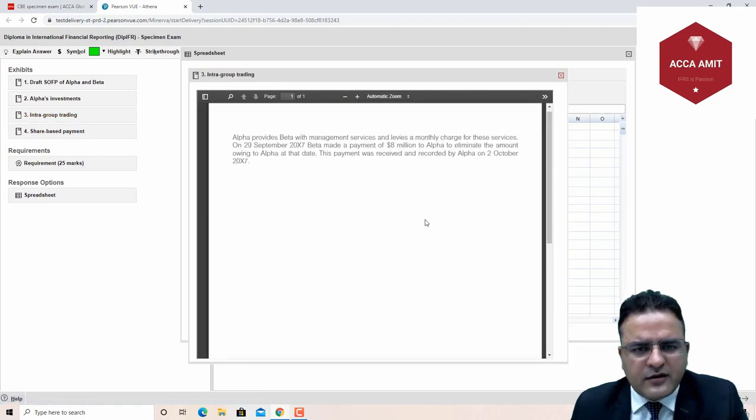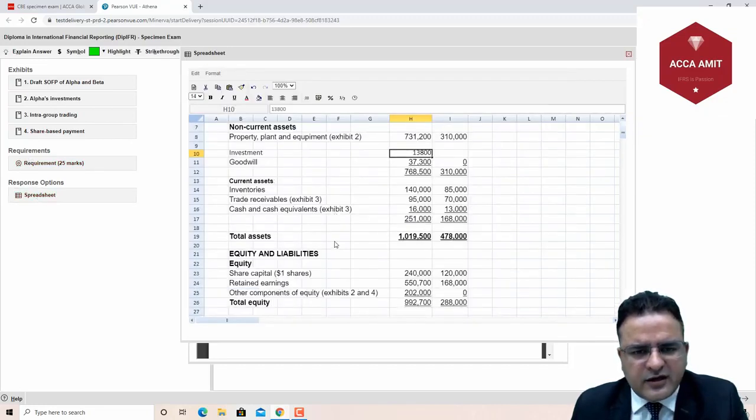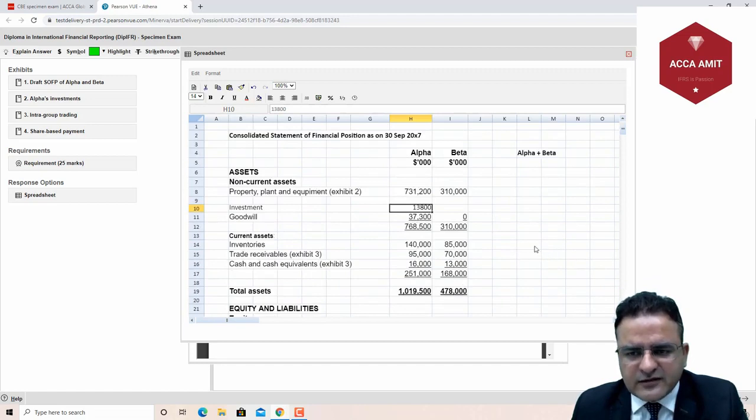Then there is intra-group trading. Alpha provides Beta with management services and levies a monthly charge for these services. On 29 September 2007, Beta made a payment of 8 million to Alpha to eliminate the amount owing to Alpha at that date. This payment was received and recorded by Alpha on 2nd October. So Alpha provides Beta with management services, and Beta has made a payment of 8 million, which is cash in transit. So the intra-group trading to be dealt with relating to exhibit 3 is Alpha plus Beta.